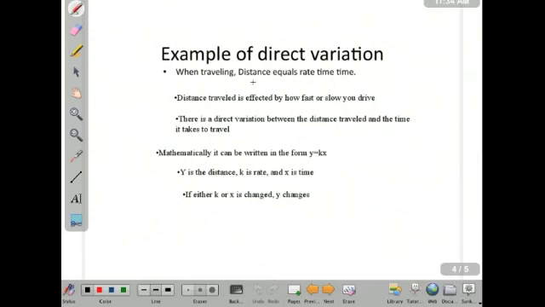So we've got some examples of direct variation. When you're traveling, your distance is equal to your rate times time. In this equation, your equation would be d equals r times t. And the constant is r. Or in this case, k is your constant.